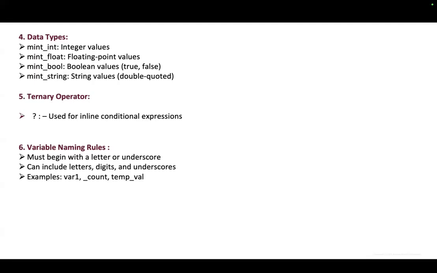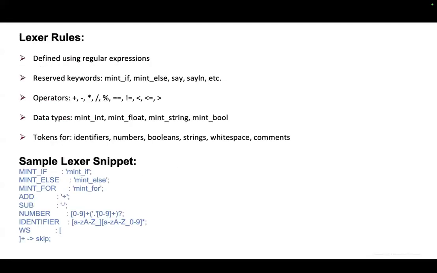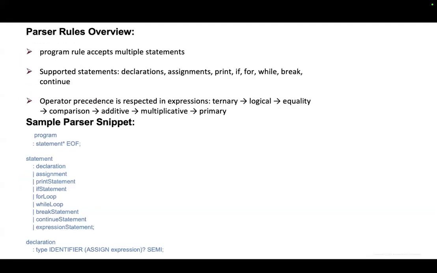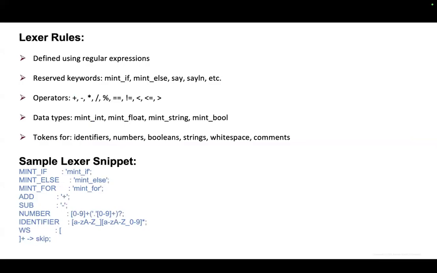We support four data types in Mint, that is the Mint int, Mint float, Mint bool, and Mint string. All of them are strictly type checked in our evaluator. We also added support for ternary expressions using the question mark followed by semicolon operator, which helps express compact logic. And to test everything, we used ANTLR's TestRig tool, both from the terminal and from the graphical user interface.